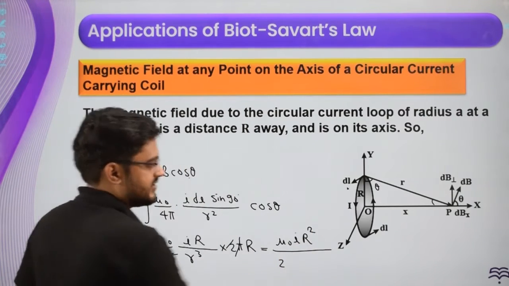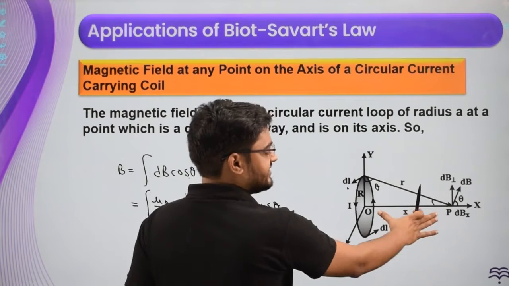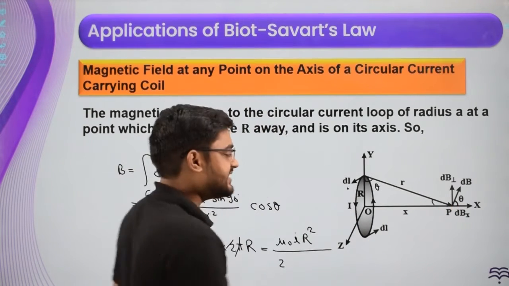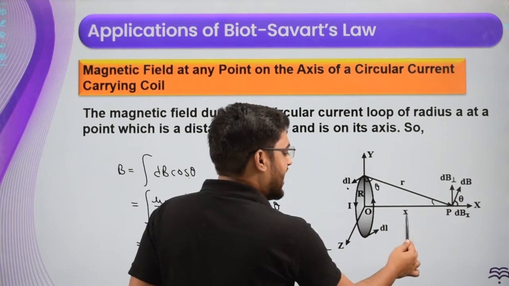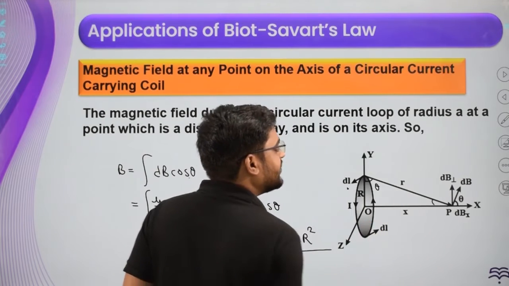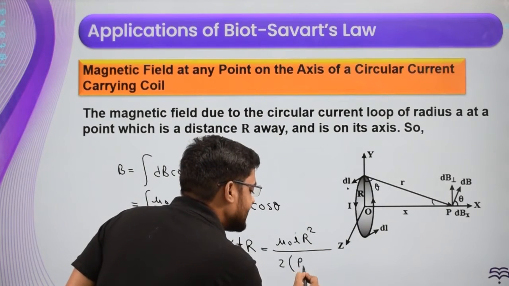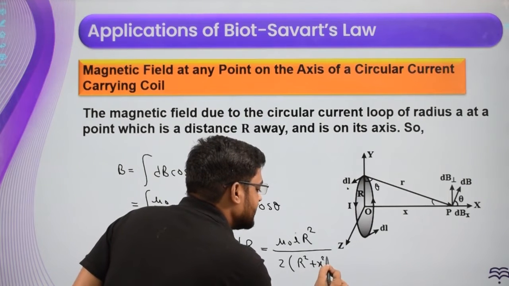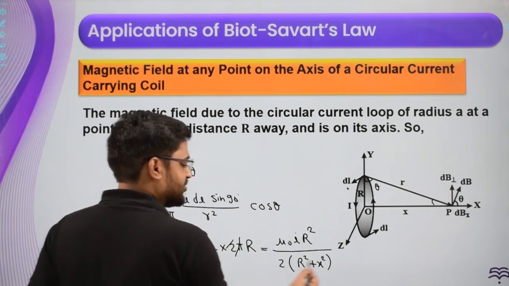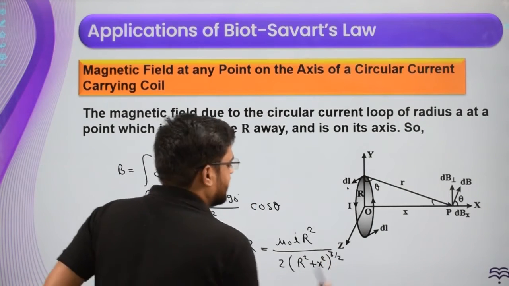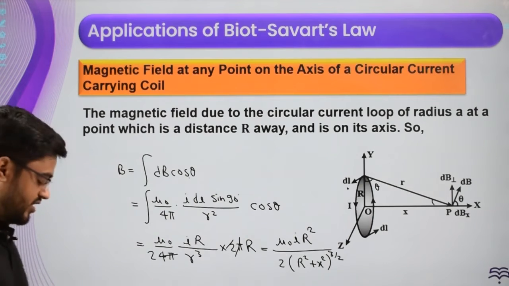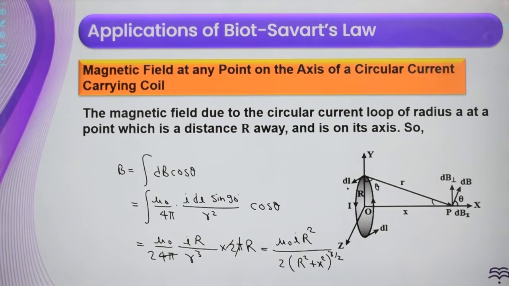What is my small r? X is the distance of point P from the center, on the axis. So small r is nothing but the square root of R square plus X square. There is a power half and then cube, so the power will become 3 by 2. And that's the field on the axis of a current carrying coil.